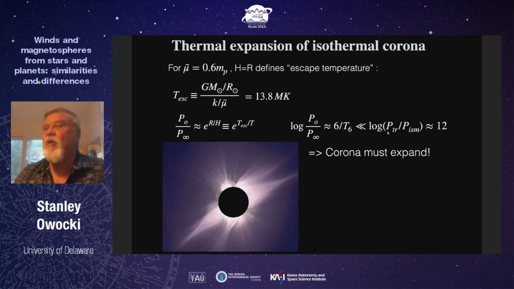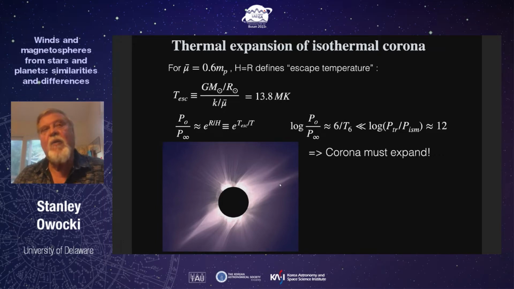But the ratio of the pressure of the solar transition region, the base of the solar corona, to the interstellar medium pressure is 12 decades. So that means that the asymptotic pressure is much too high. And it just can't be that you have an isothermal hydrostatic corona. The corona must expand. And so instead of having a nice hydrostatic corona, there's outflow. And that's what these streamers are, from the helmet streamers.